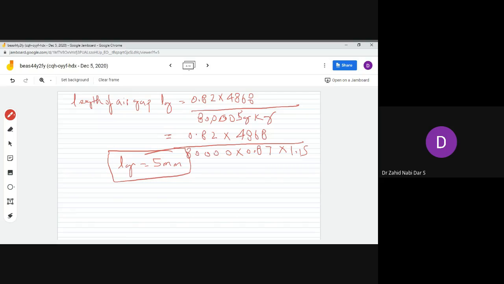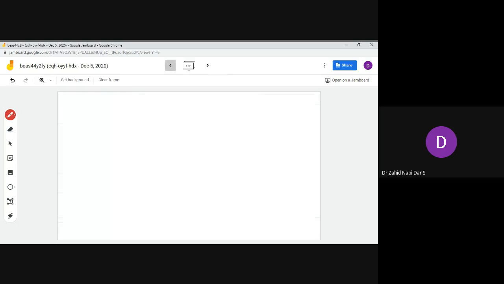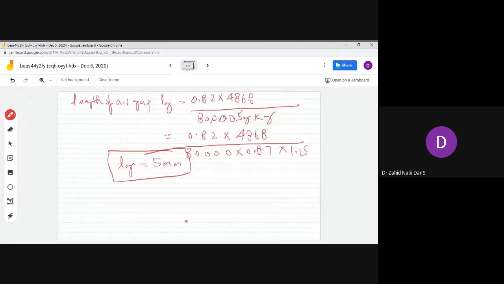So this was a very simple problem, and I'm not understanding why you people are not able to do this. So do this problem, please. One more problem I'm putting. Did you understand? Any doubts you are having?